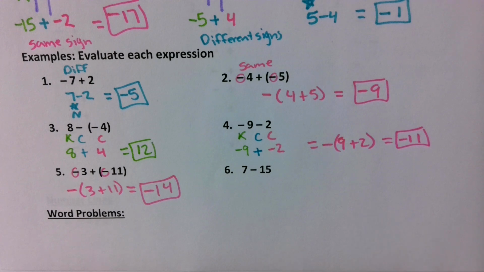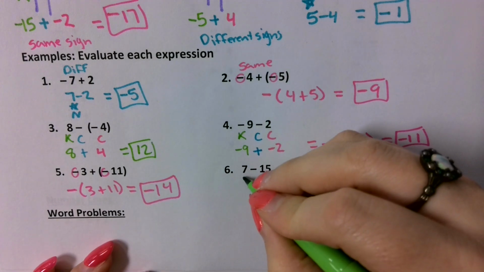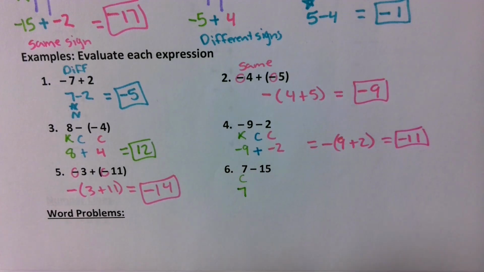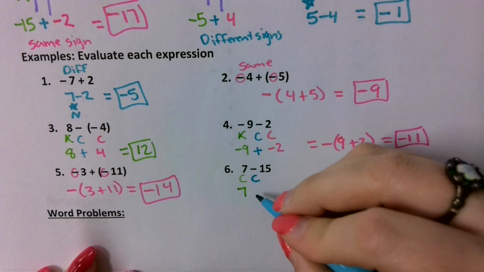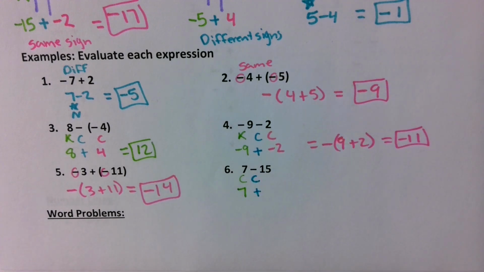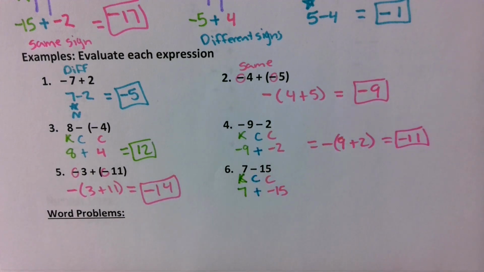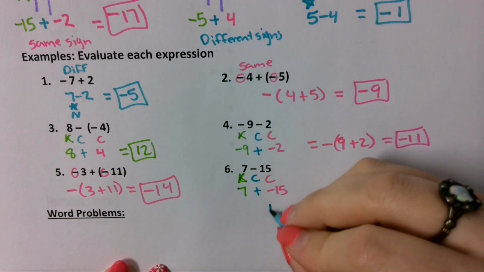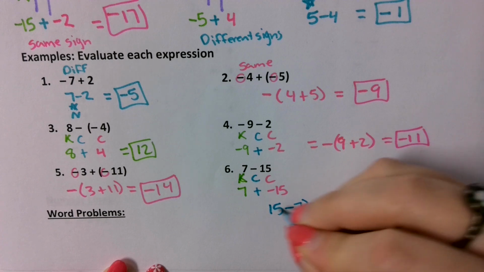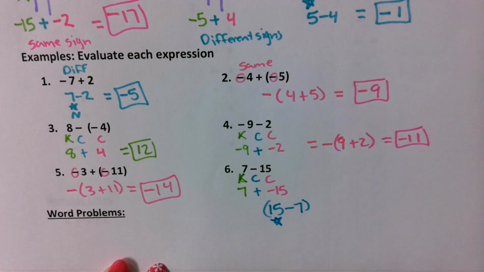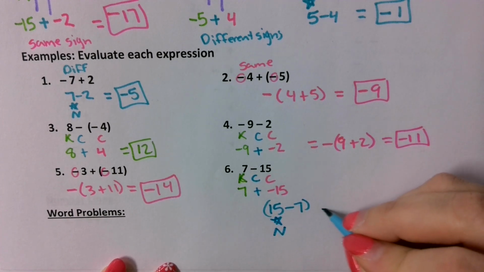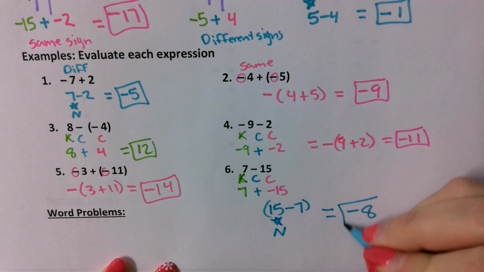And then problem number 6, we're going to go ahead and keep the 7 as it is. We're going to change subtraction into addition. And then we're going to change the 15 to a negative 15. That gives us different signs. These are now different signs. So we're really going to go ahead and do 15 minus the 7. And we're going to keep the sign of the 15, which the 15 happened to be a negative. So we get a negative 8 for our final answer.